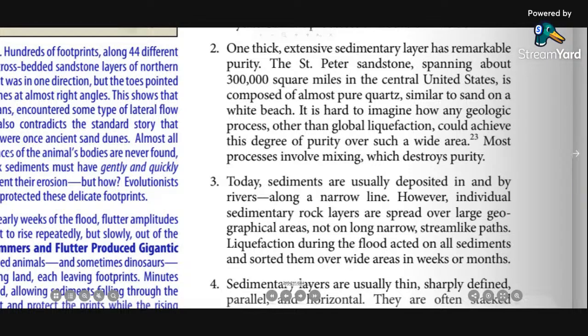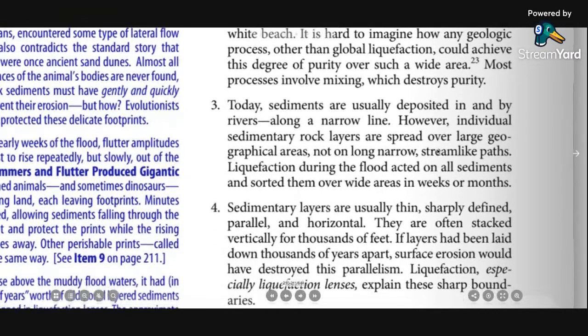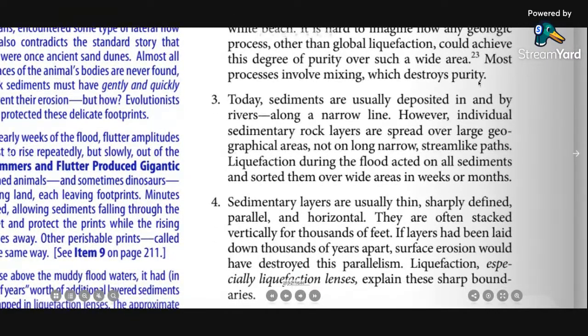Number three, today's sediments are usually deposited in and by rivers along a narrow line. However, individual sedimentary rock layers are spread over large geographical areas, not on long, narrow, stream-like paths. Liquefaction during the flood acted on all sediments and sorted them over wide areas in weeks or months.